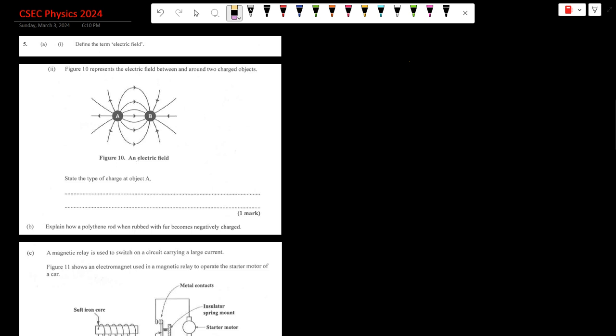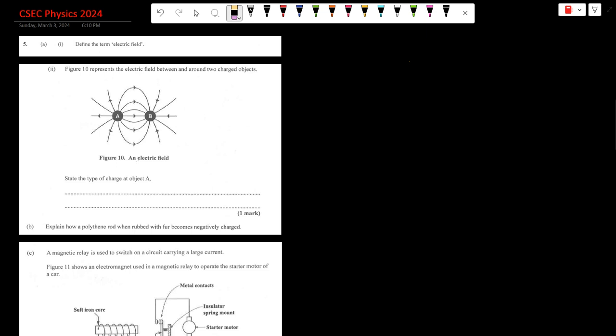So we're talking about what would be observed. The galvanometer does not deflect. So say that the galvanometer does not deflect, right? Good. Now let's move on to the next part of the question.